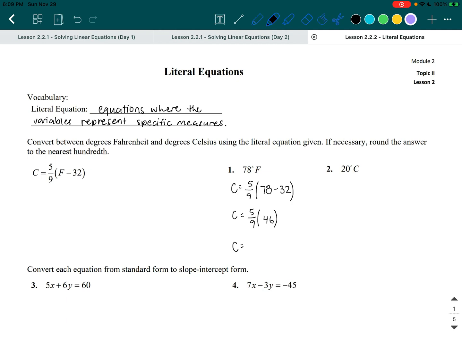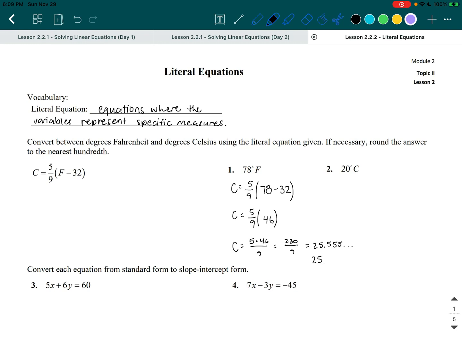And how do you do that? So it's 5 times 46 on the top divided by 9. So 5 times 46, 230, divided by 9. So we're rounding it to the nearest hundredth. So I got 25.555... It keeps repeating.